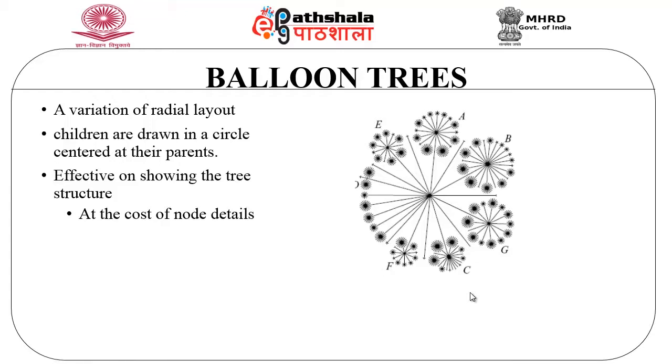As the circles here are drawn, the children are drawn in the form of a circle centered with respect to the parent. So if you look at this E, you have the parent in the middle and all the child nodes placed around this parent node. So it is effective in showing the tree data structure, and the cost is about the node details as such. You can see the parent is situated at the center of all its children.